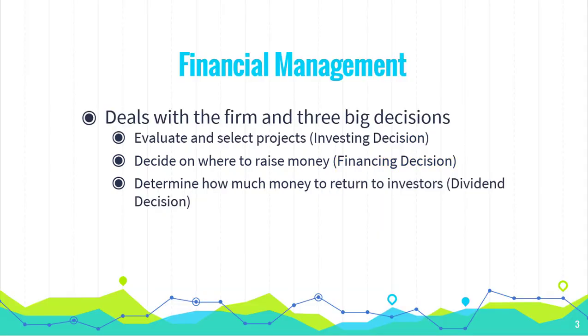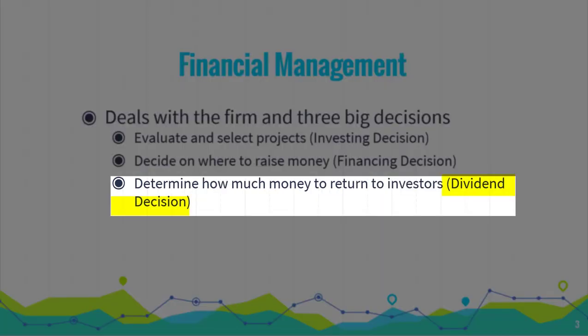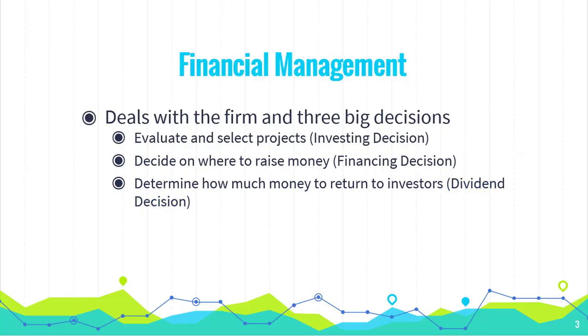in the course. The third decision is the dividend decision, which is concerned with determining how much money should be returned to the investors, which are the ultimate owners in the firm. And we will not be spending time on this particular subject in this course. It will show up if you continue in finance in future courses.